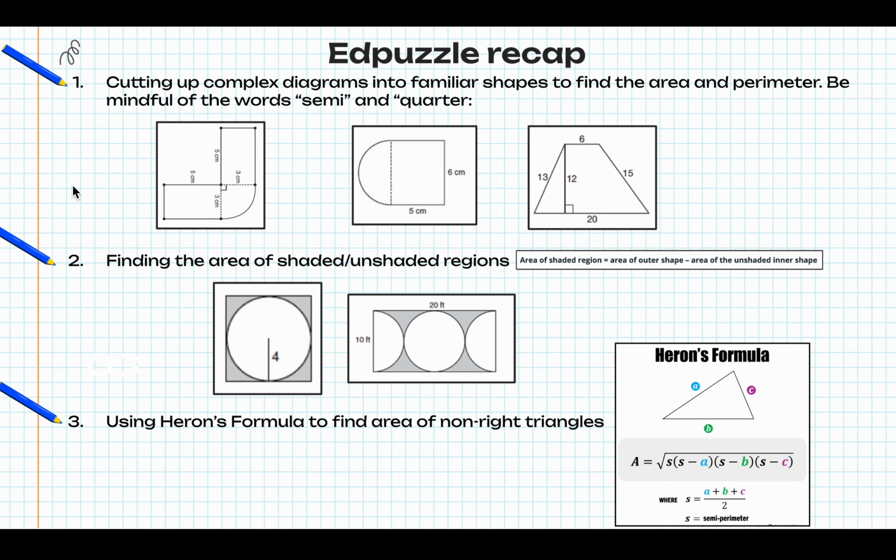The second skill was finding the area of shaded and unshaded regions, where we're taking the larger area and then subtracting the area of the inner shape. And then skill 3 was using Heron's formula to find the area of non-right triangles.